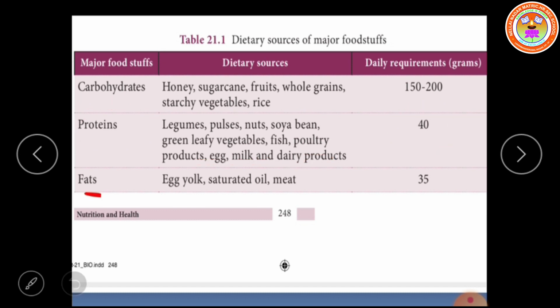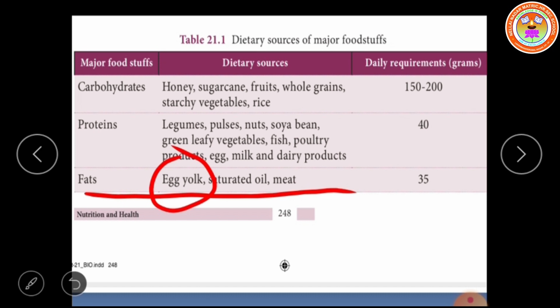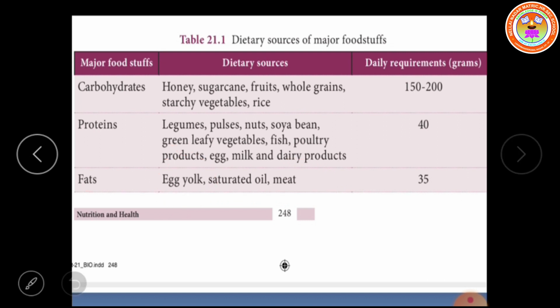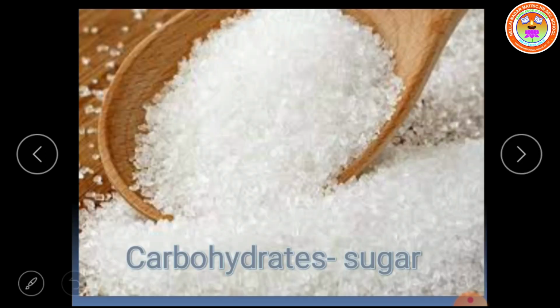The next one is fat. We obtain a large amount of fat in the form of fatty acids from both plant and animal origin. Egg yolk, saturated oil, and meat from animals give us fat. These are all the major foodstuffs in our daily diet. Now we will start with the different classes of nutrients, right from the first, carbohydrates.